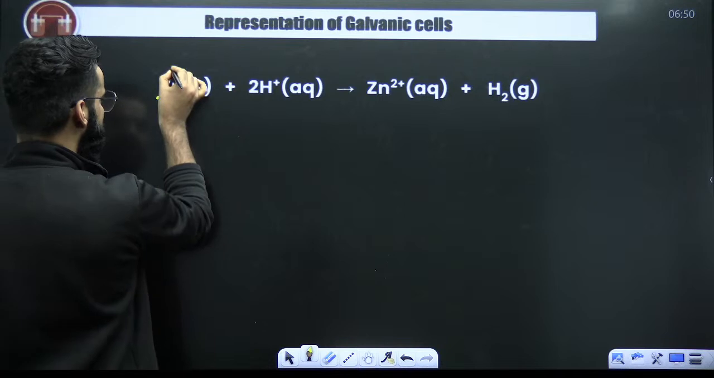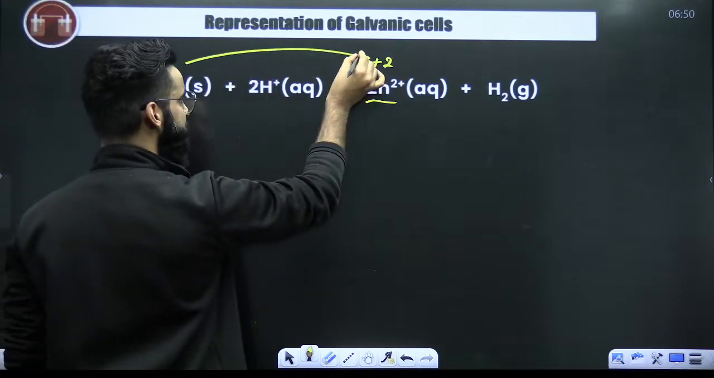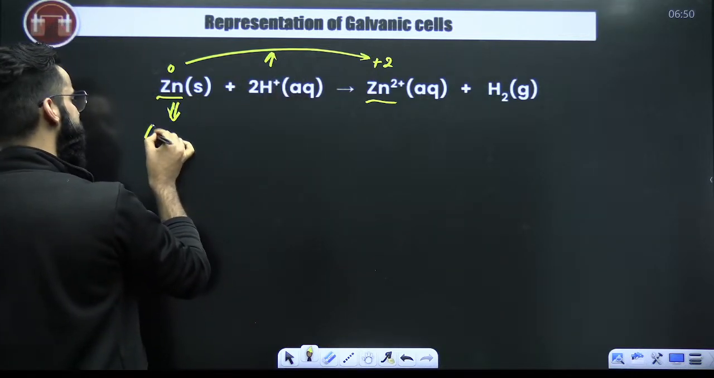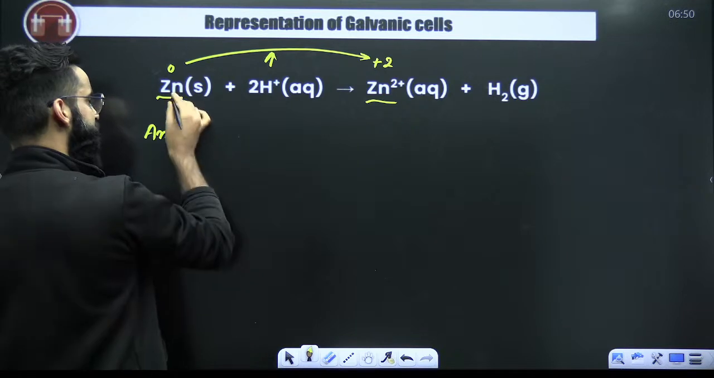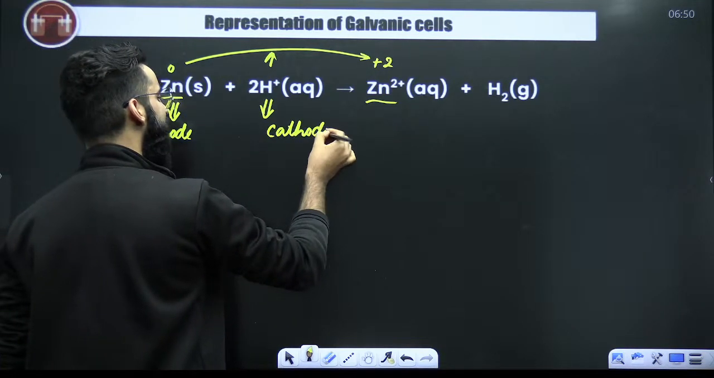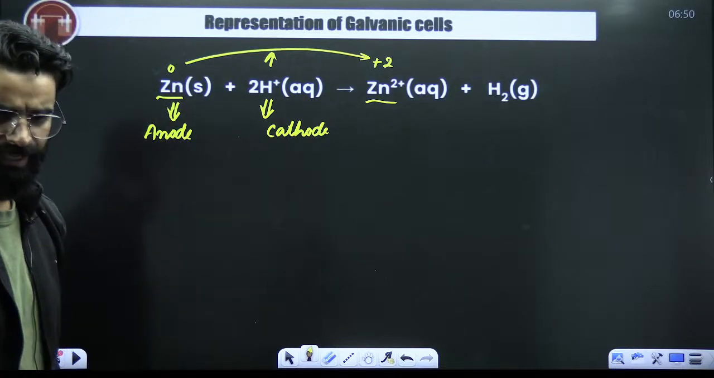Again, what I'll be doing. So first of all, the charge on zinc is 0. The charge on zinc here is +2. 0 to +2 means increase in the oxidation state. Increase in the oxidation state is oxidation, and oxidation takes place at anode. If this is anode, that means this has to be your cathode. Right? At cathode, reduction takes place. So you identified the anode and cathode.